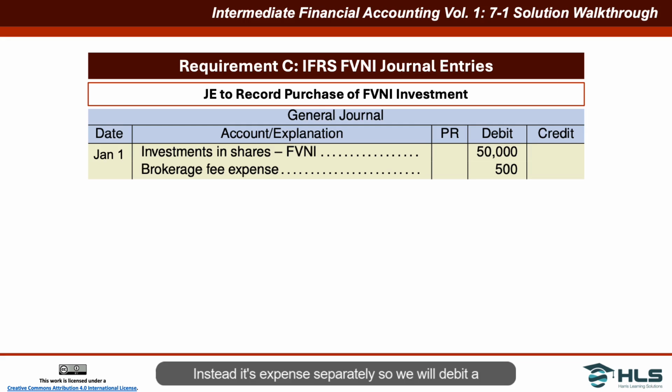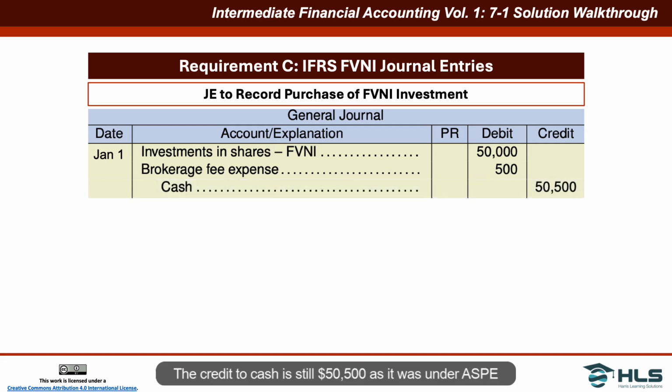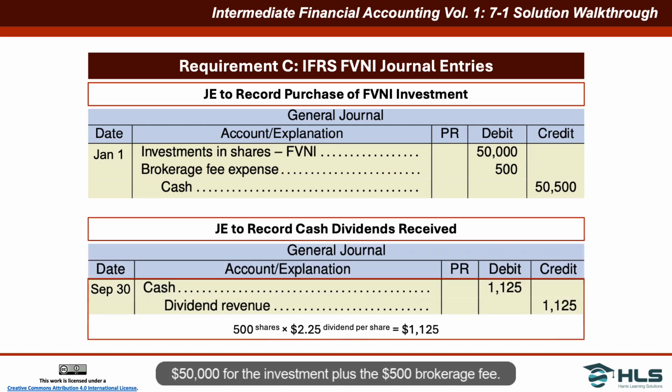Instead, it's expensed separately. So we will debit a brokerage fee expense for $500. The credit to cash is still $50,500 as it was under ASPE because that's the total amount of cash paid, $50,000 for the investment plus a $500 brokerage fee. Next is the September 30th dividend payment by Western, which is exactly the same as the treatment under ASPE using the cost method. We will debit cash and credit dividend revenue for $1,125, calculated the same way.